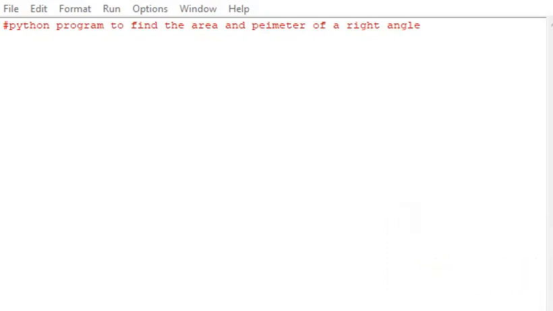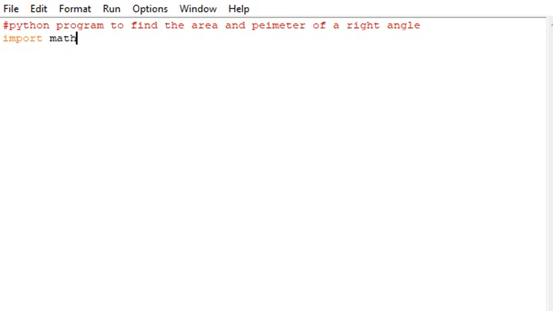Today we are writing a simple program to calculate the area and perimeter of a right angle triangle using two legs entered through the keyboard. So the first thing is that we import the mathematics module.